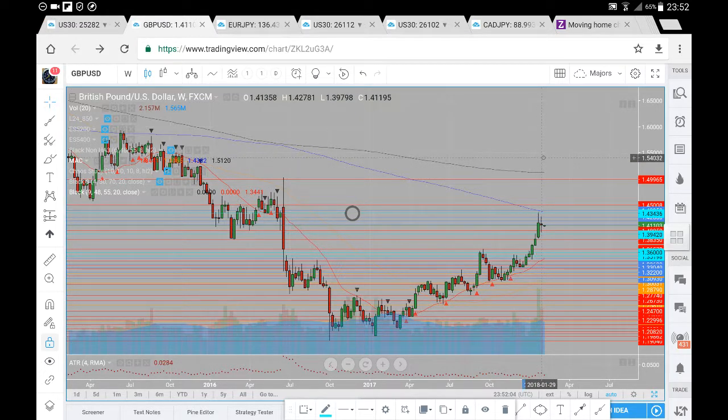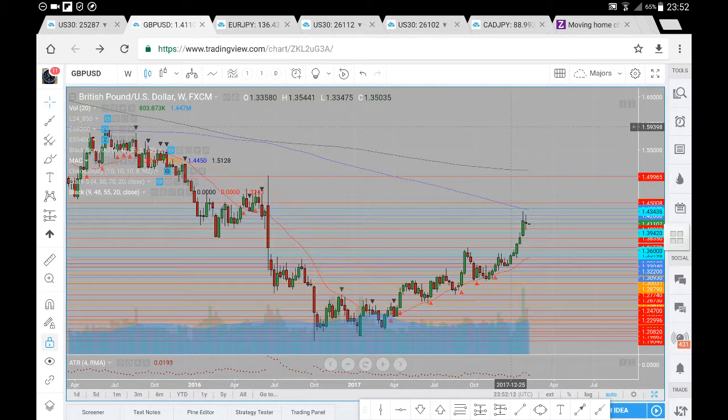We do have a 200 period moving average pretty close by, sitting at the 143.64, is it? Just bear with me a second here. We do have the 200 period moving average sitting at 143.82, so we do have to be aware of that if we do head beyond the 143.43 level.